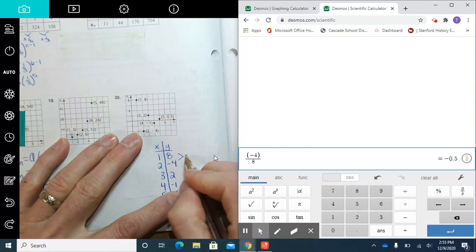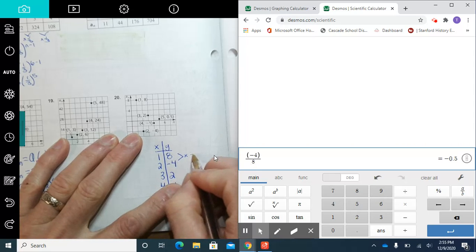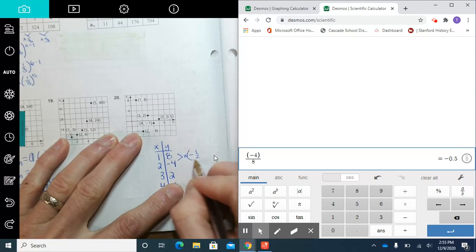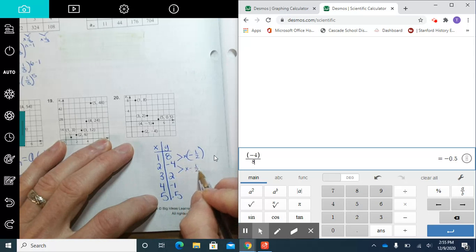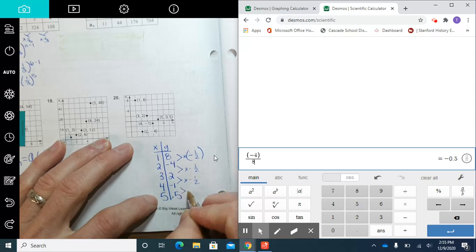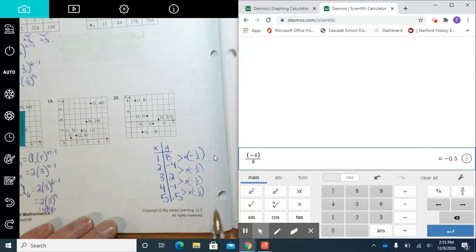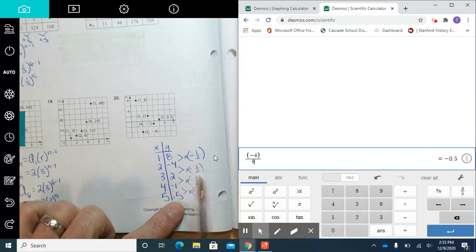So 0.5 is a half, right? Times negative 1/2. Look at that, times negative 1/2. Times negative 1/2. Times negative 1/2. So it is a geometric sequence because it's multiplied by a common ratio.